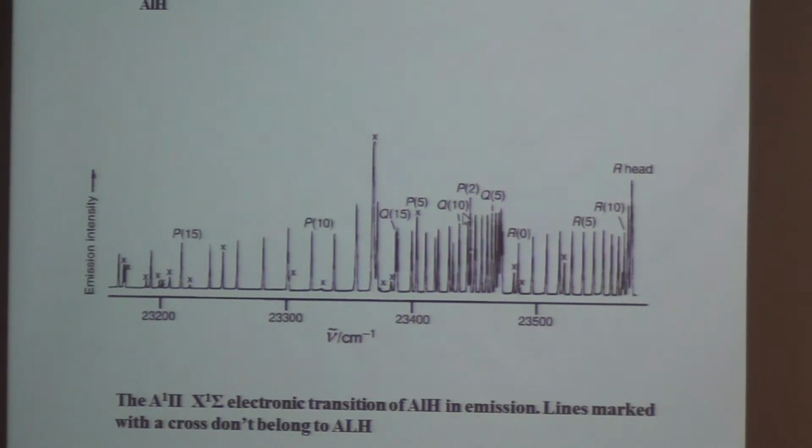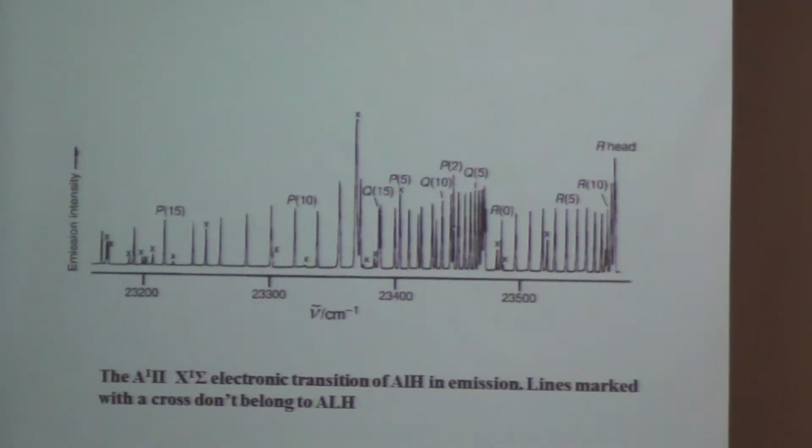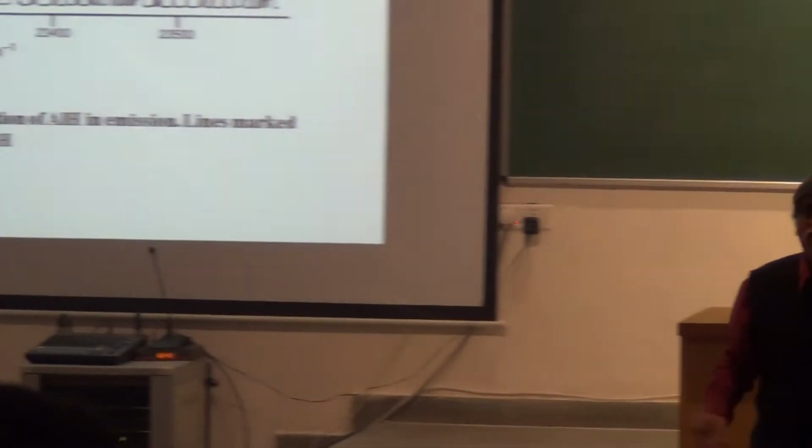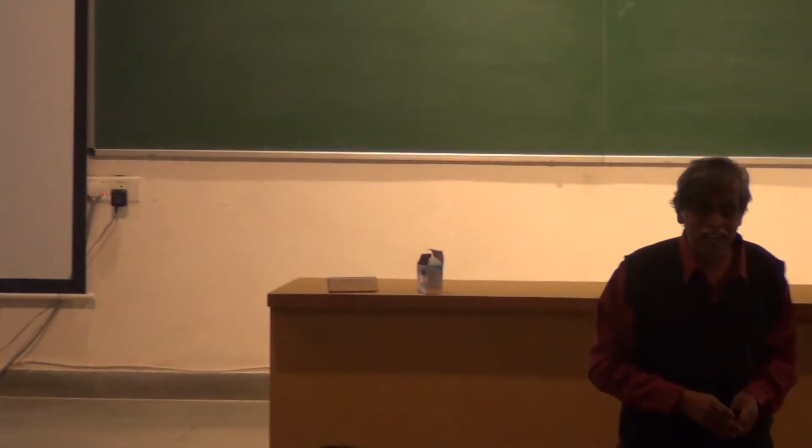What is Q? Delta J equal to 0. All the while I kept telling you delta J equal to plus 1. I didn't want to complicate it. But there are molecules that can show delta J equal to 0. And when they show that, what happens? You have a P branch, an R branch, you have a Q branch, and you have the impurity peaks. So you can see how complicated things can actually get.